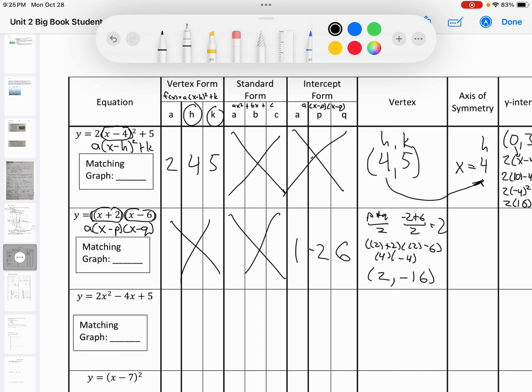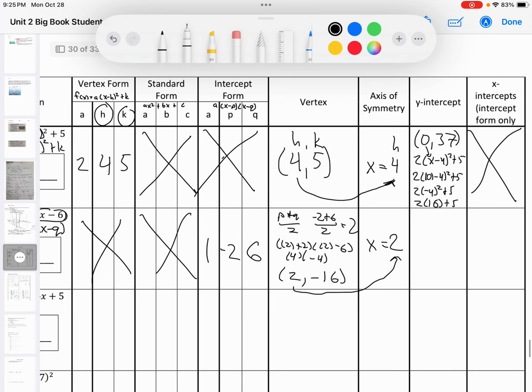For the axis of symmetry, again, the axis of symmetry is always just x equals the x value of the vertex. So our vertex was 2, negative 16. So my axis of symmetry is going to be x equals 2. For the y-intercept, once again, it's going to be a point where 0 is my x value, and then I need to find the y value. I can do that by substituting in 0. So that'll give me 0 plus 2 times 0 minus 6.